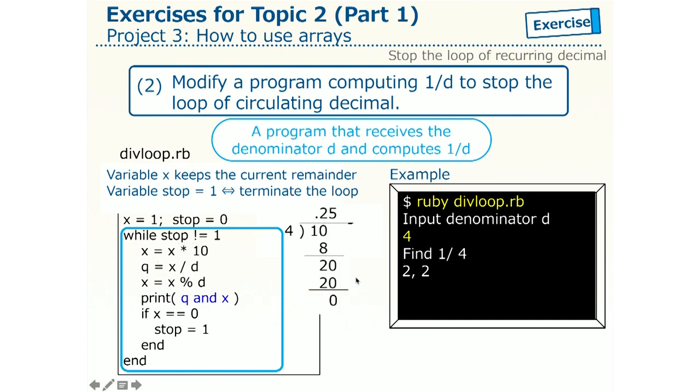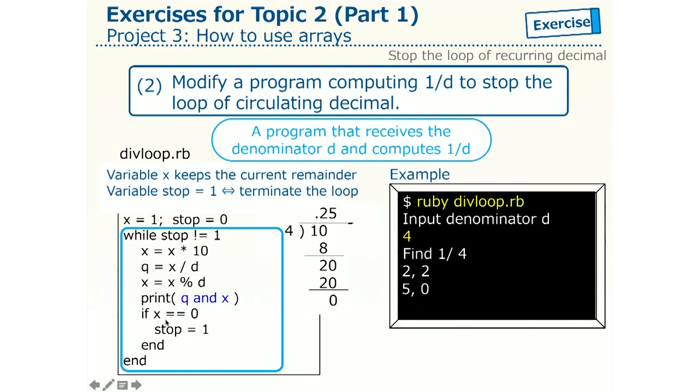Then the computation corresponding to this calculation is done, obtaining 5 for the quotient and then 0 for the remainder to the variable x. And then by this print command, these values are shown on the screen. Then consider this if statement.